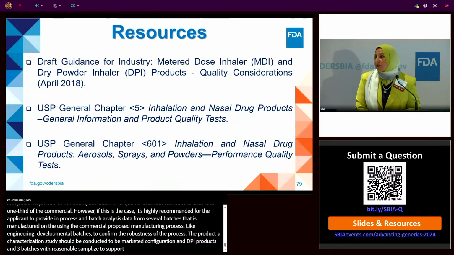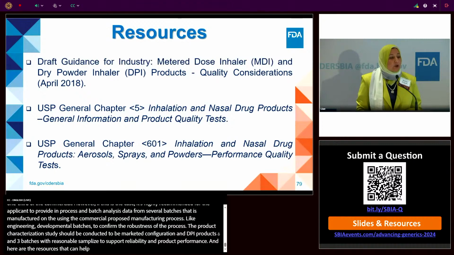And here are the resources that can help with the DPI products: the FDA guidance, USP Chapter 5, and USP Chapter 601.